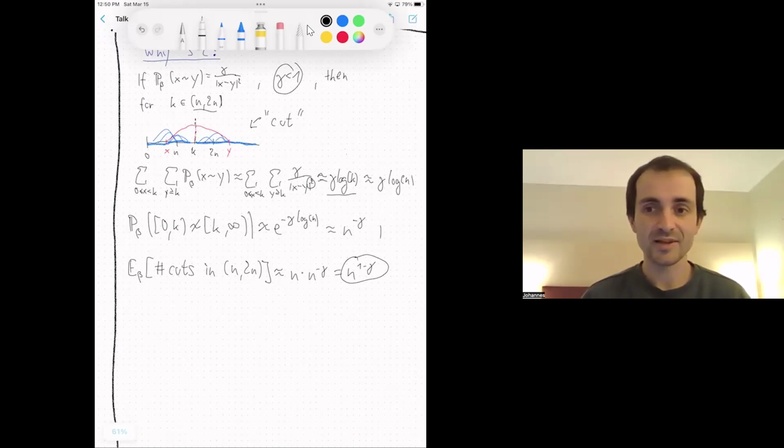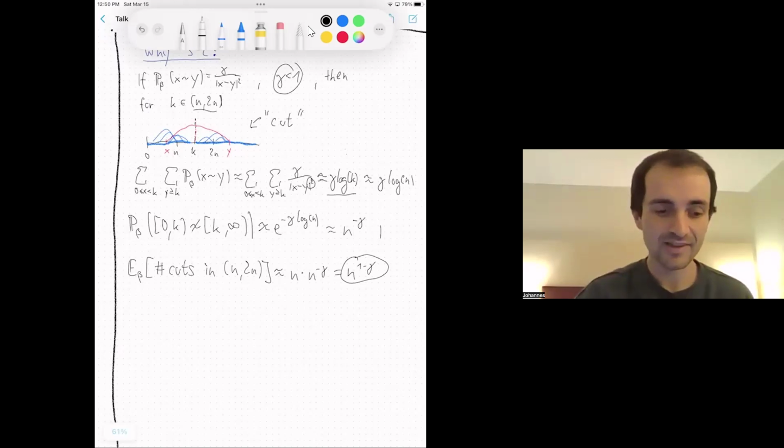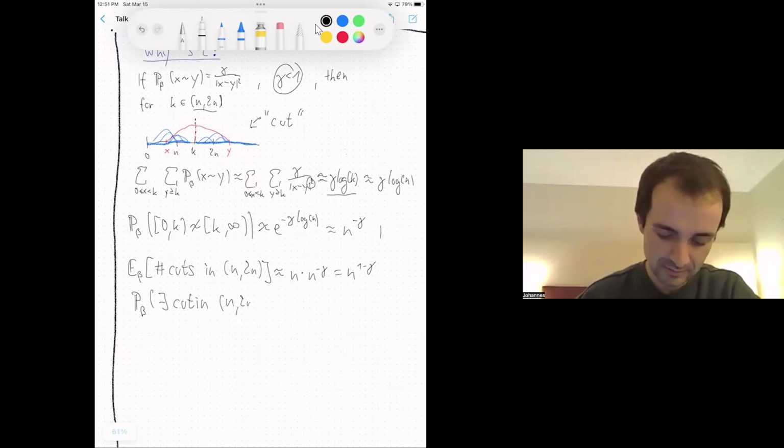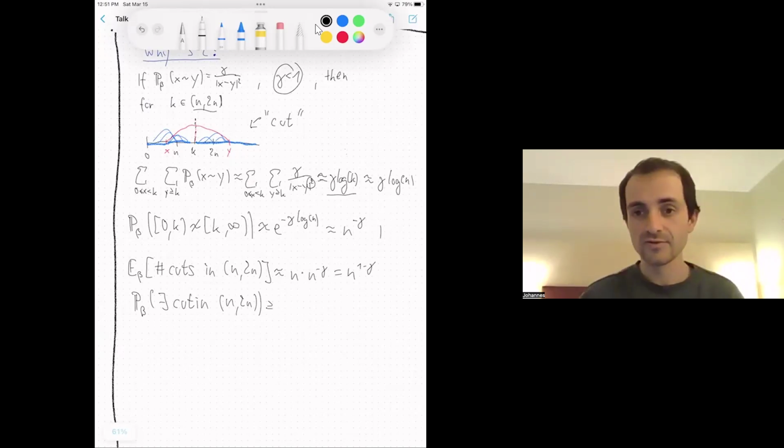So this just tells us something about the expectation, but then you can also compute the second moment of the number of cuts. And what you can get from this is that the probability that there exists some cut in this interval from n to 2n is actually larger or equal than some constant which is positive. So there's a uniform positive probability of a cut in this interval from n to 2n.